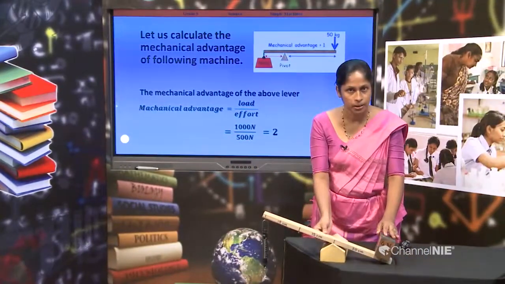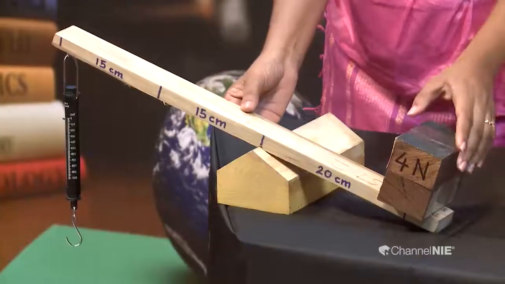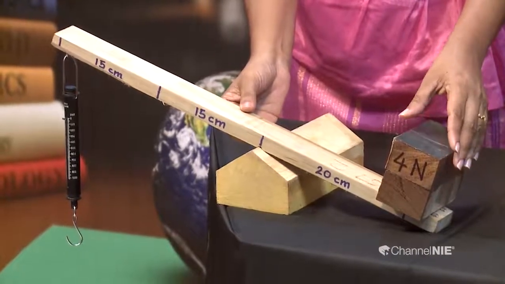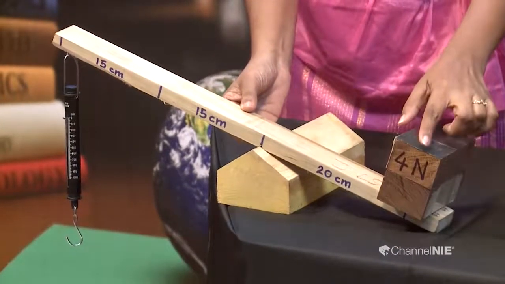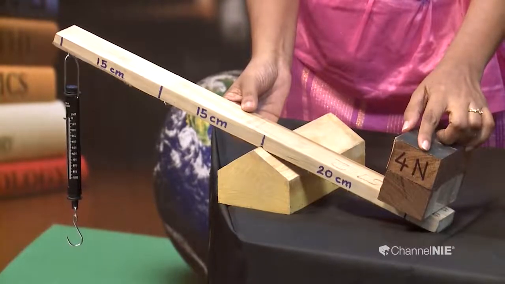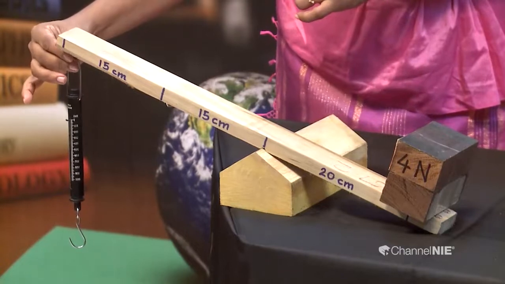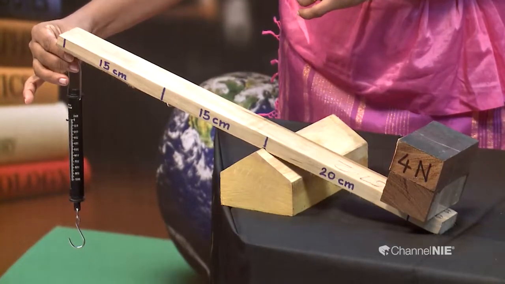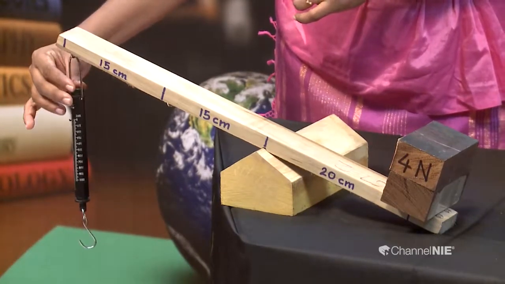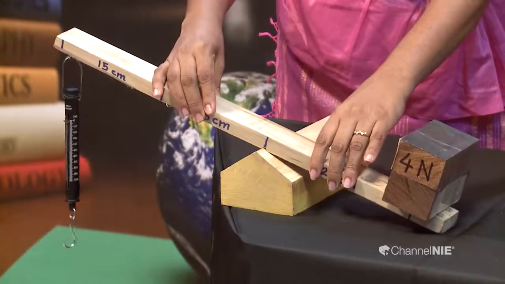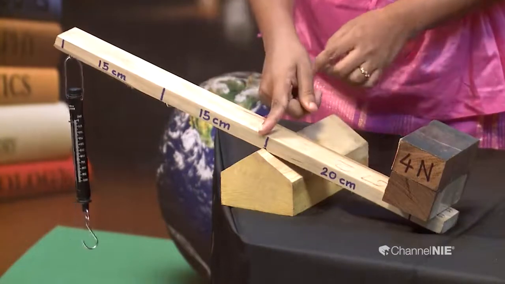This is a lever. This is the weight that is going to be lifted. It is the load. The weight of the load is 4 Newton. This is the place where we exert the force, that is called effort. Through this point the lever rotates. So, this is the fulcrum.